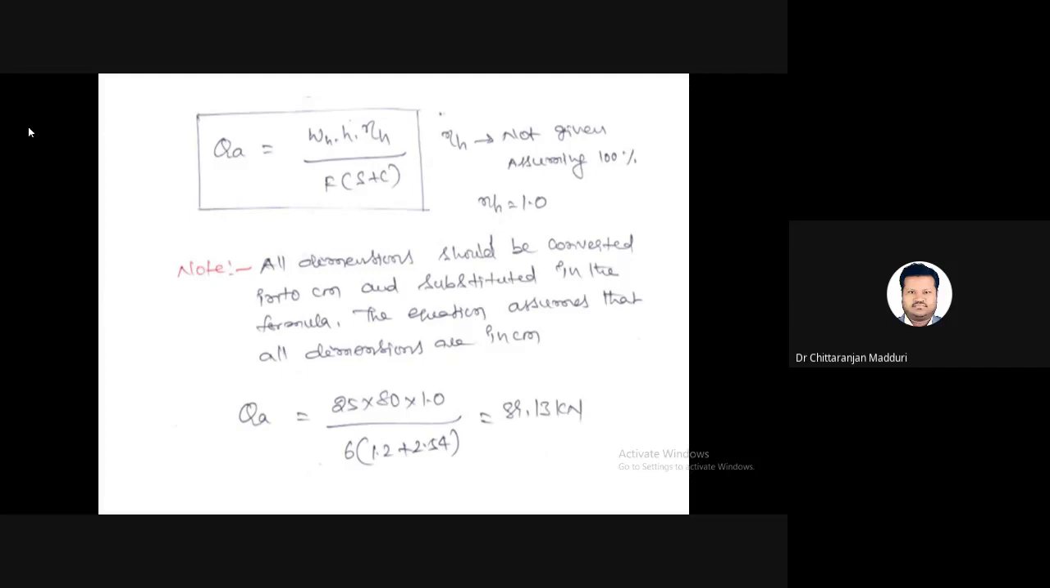All dimensions should be converted into centimeters and substituted in the formula. The equation assumes that all dimensions are in centimeters. So weight of hammer equal to 25, height of fall 80 centimeters, efficiency of hammer equal to 1.0, factor of safety equal to 6, set value equal to 1.2, and drop hammer constant value equal to 2.54. So allowable load is equal to 89.13 kilonewtons.